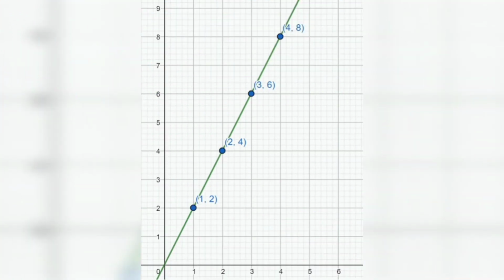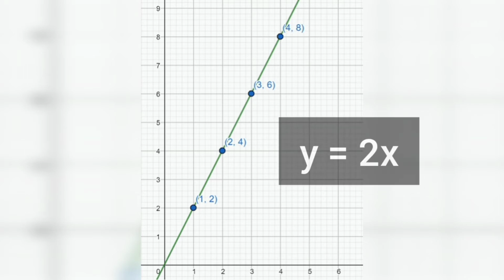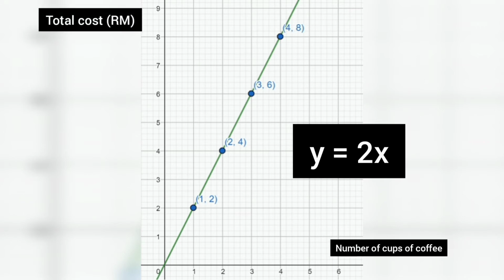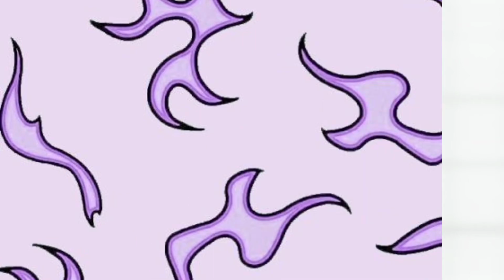Students should recognize the graph as a linear function since the points line up in a straight line. To write an equation for the function, we know that the total cost is the number of cups of coffee multiplied by Rm2. So we have y equal to 2x, where x is the number of cups of coffee and y is the total cost in Rm.